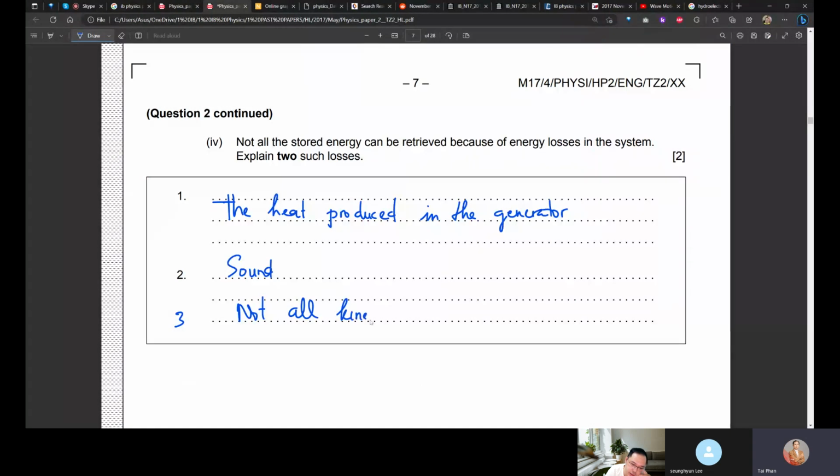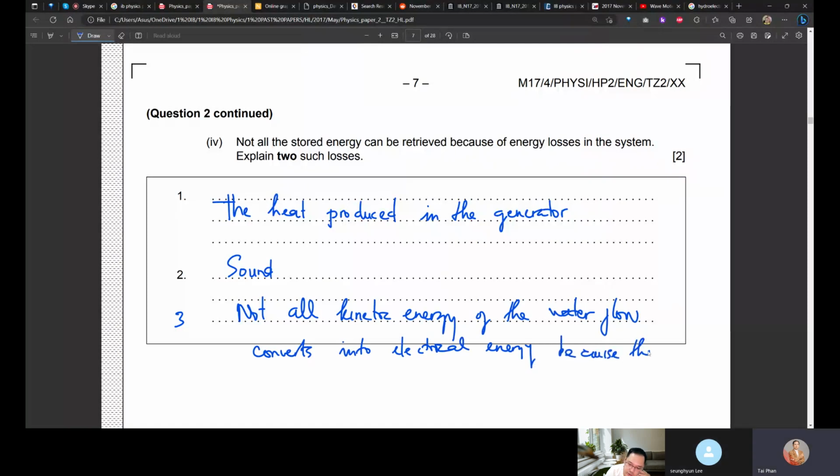Okay, not all kinetic energy of the water flow converts into electrical energy, because the flow still has kinetic energy when flowing out.